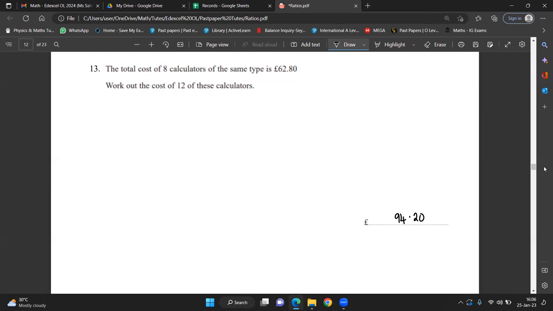When it comes to currencies, what are the two ways you can write your answers? Whole number or two decimal places. 8 equals 62.80, 12 equals x. Always remember, 8 and 12 should be below each other. The same type of values should be below each other. If not, your ratio working will definitely go wrong. So when you do cross multiplication, you should have got 94.20. What is 7 plus 15? 22, right?